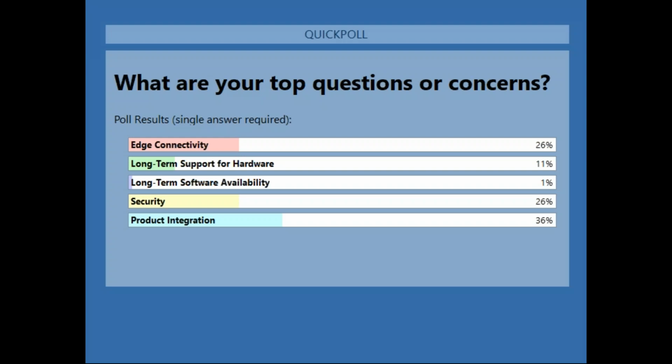Interesting. Long-term software availability does not seem to be the hot topic, but it's a pretty good mix of the rest here. So edge connectivity at 26%, security at 26%, and I'm not sure if you were able to select multiple or just one here, but it does seem that across the board, these are all pretty high concerns of the audience, so thank you.